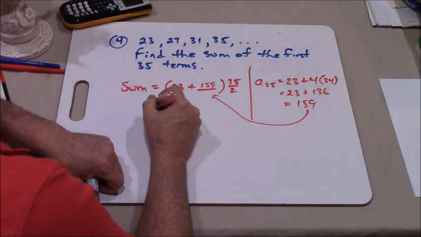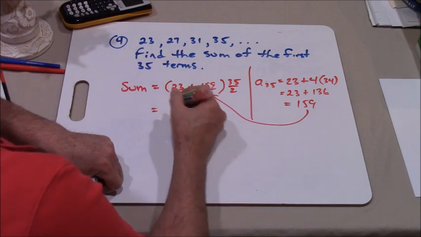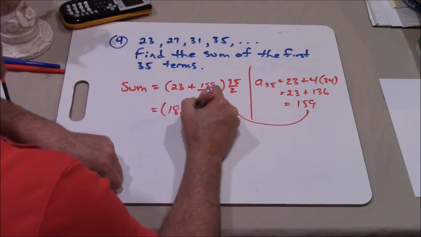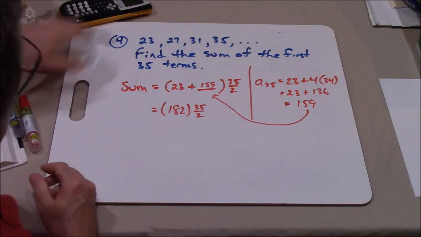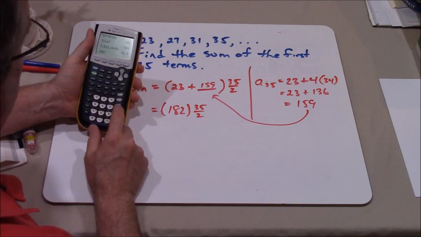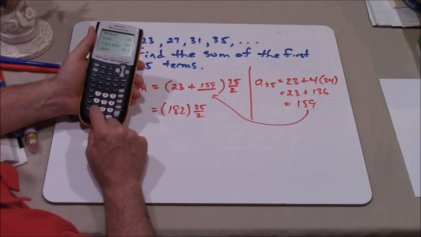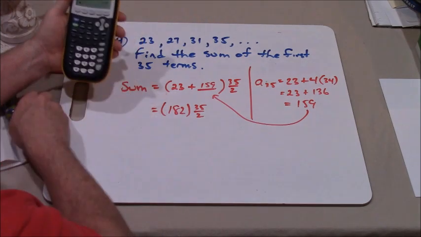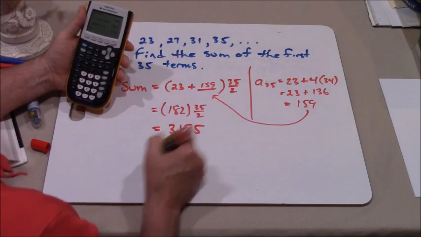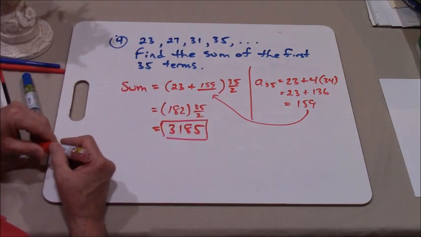So if I add those 2 together, I'm going to get, let's see, what is that? 170, 182 times 35 over 2. And so we'll do that in the calculator. I've got 182 times 35 divided by 2, which is 17.5. So I'll just multiply by that. And I've got 3,185. There's the sum of the first 35 terms.